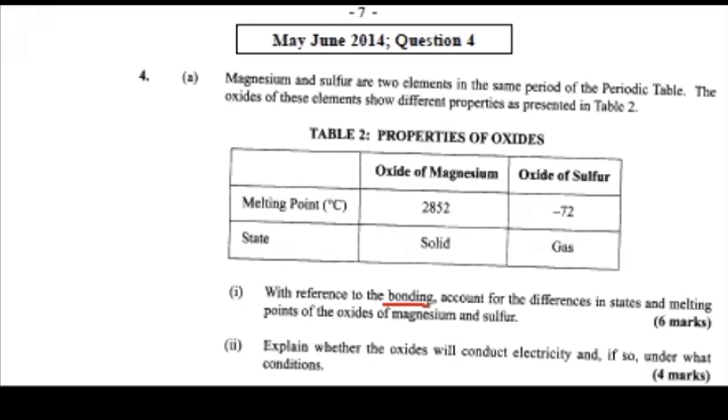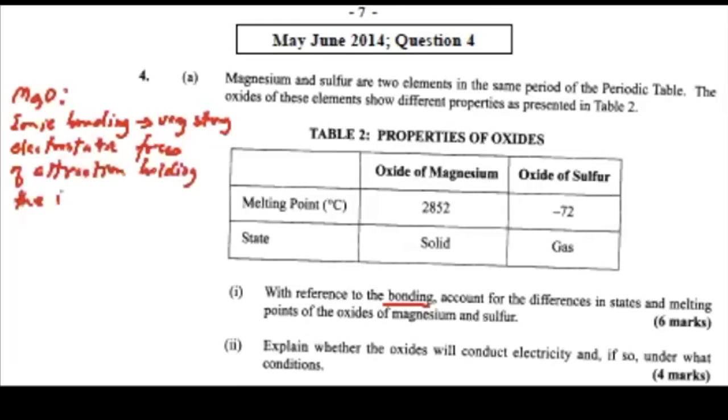So for MgO, magnesium oxide, we're going to talk about the bonding. The bonding present is ionic bonding, so MgO contains ionic bonding, which means that we have very strong electrostatic forces of attraction holding the ions together, because we're talking about ionic bonds.